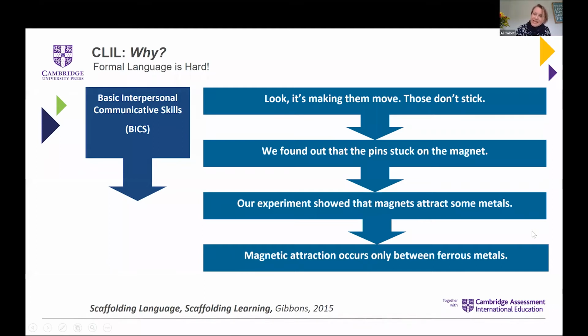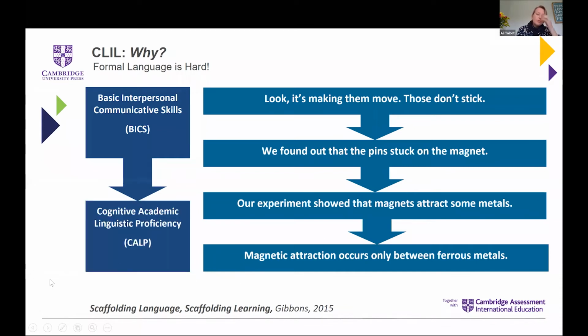Moving down, we can see it becomes much more academic. So now we're looking at much more written language. So later for homework, students maybe have to write about what they have done. Our experiment shows that magnets attract some metals. So now it's becoming much more abstract, not just these pins, or this magnet, but actually magnets in general. And the last one, I don't even know if I understand it, because I'm not a physics teacher, but magnetic attraction occurs only between ferrous metals. That's something they might read in a book, or maybe they might have to produce in an exam.